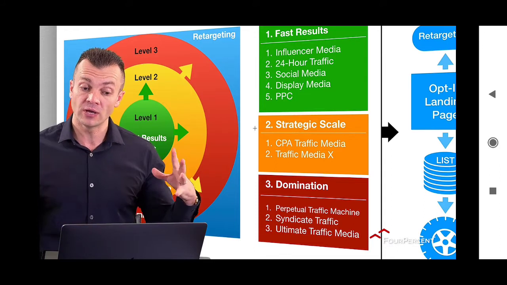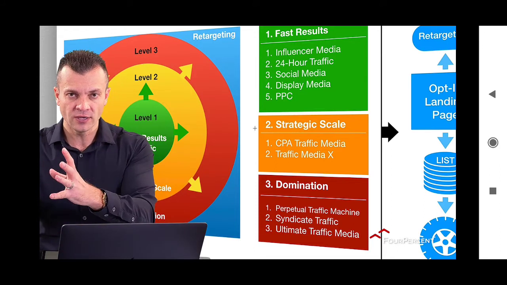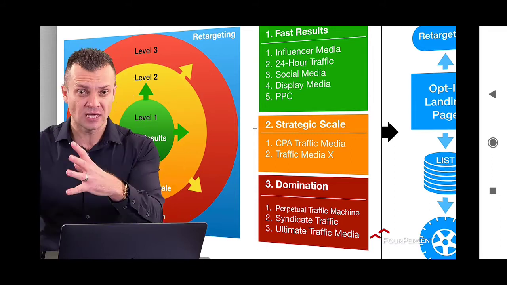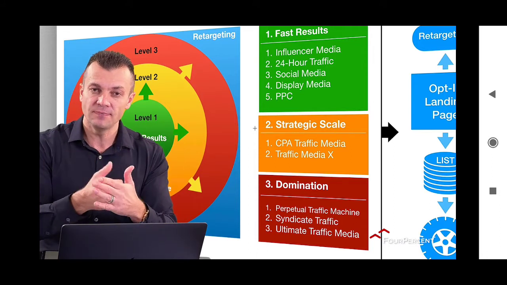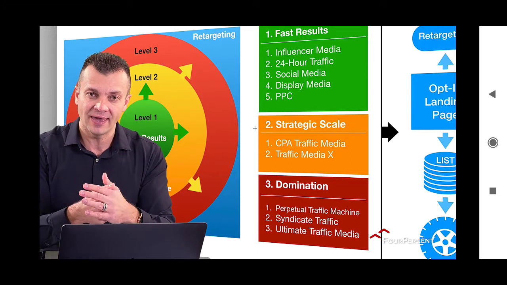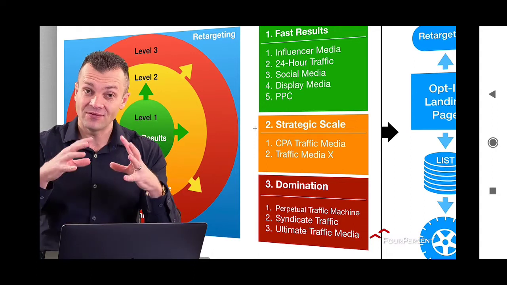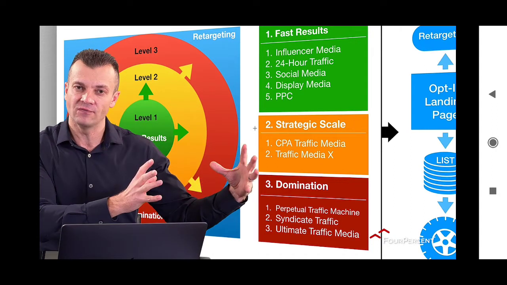So then when we go expand, we already take what's working here and we're going to layer something on top of it, right? It's called CPA traffic media or traffic media X, which I'm gonna talk to you about. And then if that works, then we go to a third level, right?